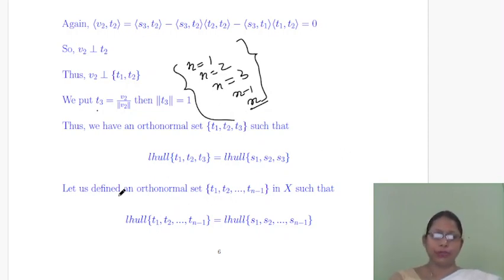For that, we assume an orthonormal set T1, T2, up to Tn minus 1 in H such that the linear hull of T1, T2, up to Tn minus 1 is equal to the linear hull of S1, S2, up to Sn minus 1. Linear hull is nothing but the linear span.